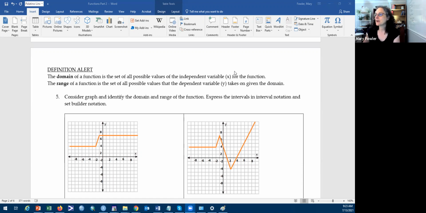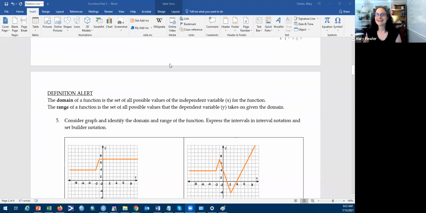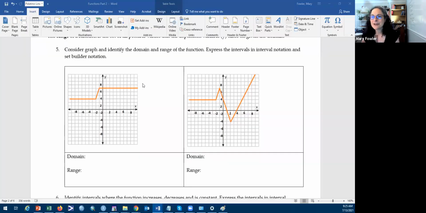Okay, so I have a couple of problems here. I'm going to do them with you. We're going to look at the graph on the left and determine the domain and the range. We're asked to express the intervals in 2 different notations, the interval notation and the set builder notation. So we'll get a little practice with using the 2 sets of notations.